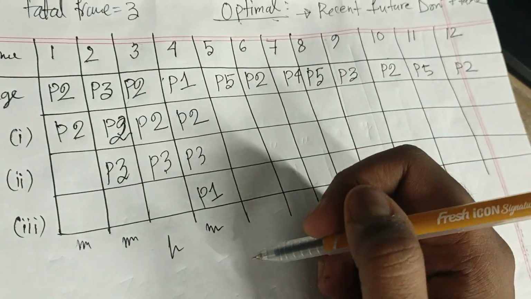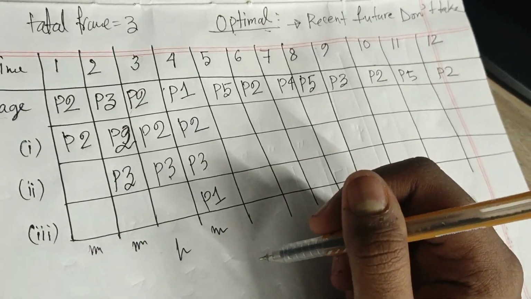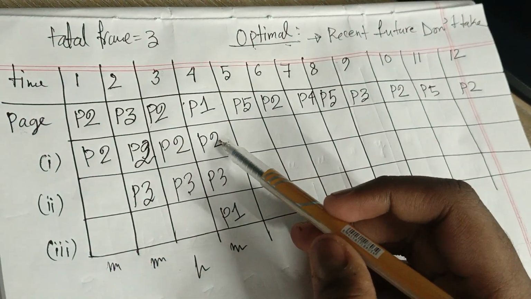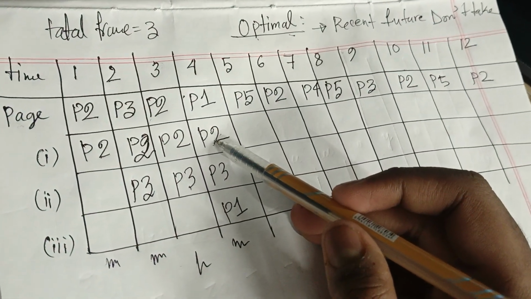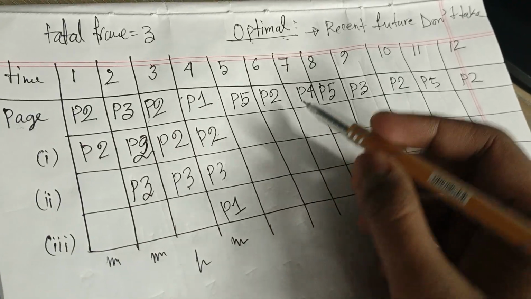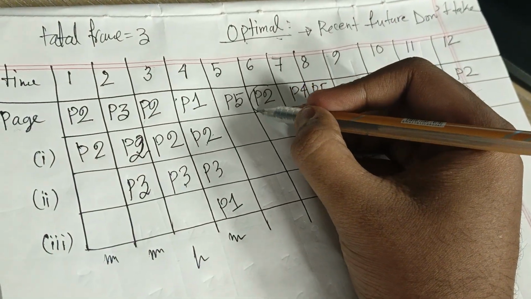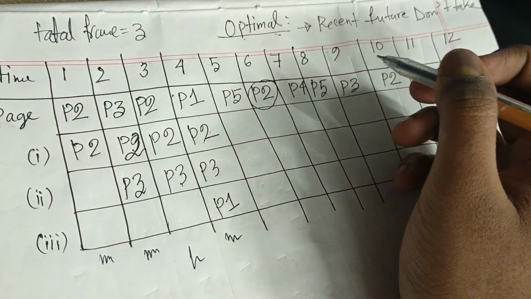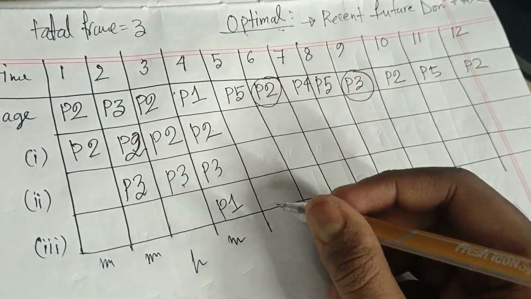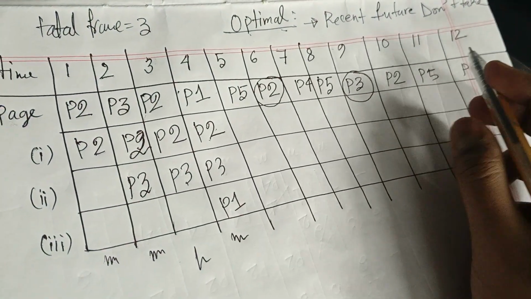Now our algorithm starts from here. Let's see, we will first see the future. So in the future, what do we need first? P2. We need P2, then P3 and there is no P1, right?